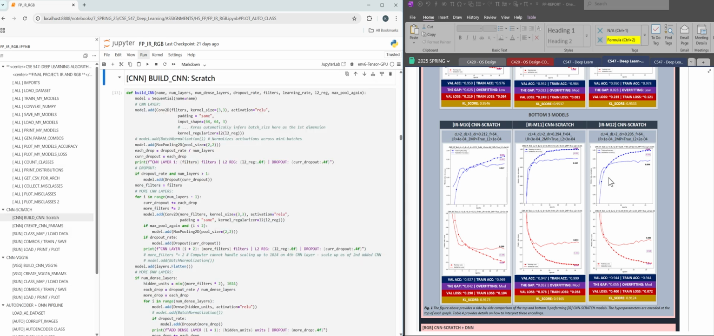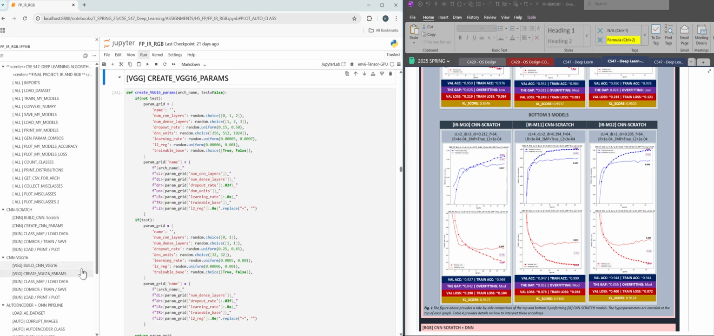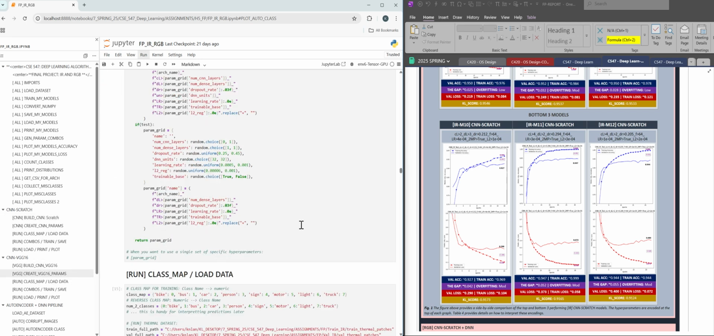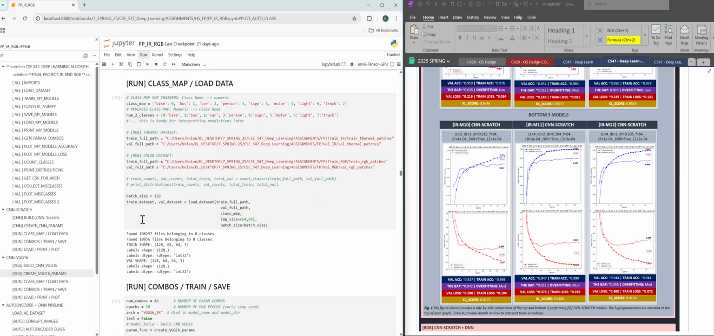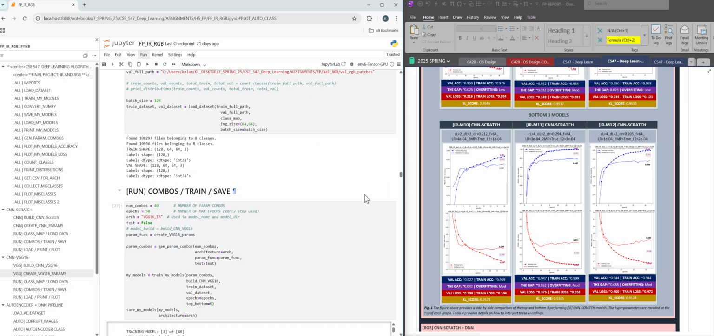So the winner overall was VGG16. It's important to bear in mind that I did have a larger search net or domain for the hyperparameters for that particular model. So that may have impacted or biased the scores.